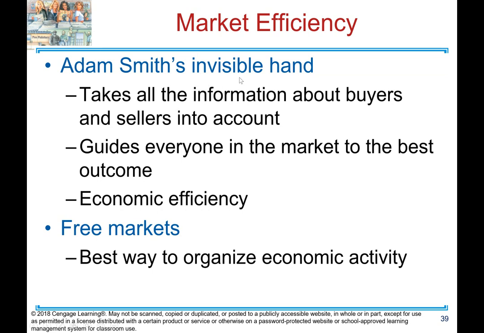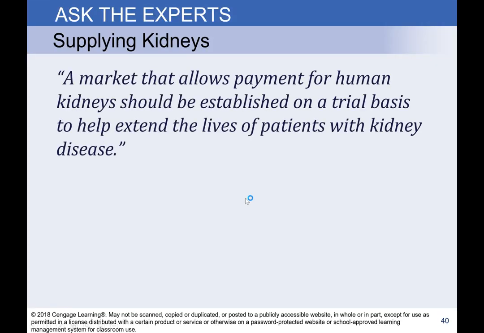So Adam Smith's invisible hand takes all the information about buyers and sellers into account, guides everyone in the market to the best outcome, and will lead to economic efficiency. Okay? Free market is the best way to organize economic activity because as we pursue our own self-interest, we unintentionally promote society's best interest.